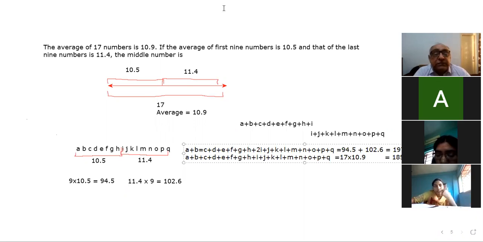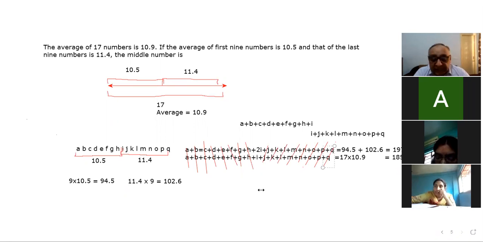So now see beta, I'm doing this just to explain the things to you. When we subtract the equation below from the equation above, these will be cancelled out. J will be cancelled out, K will be cancelled out, L will be cancelled out, M will be cancelled out, and all these will be cancelled out here. And what will be remaining there?